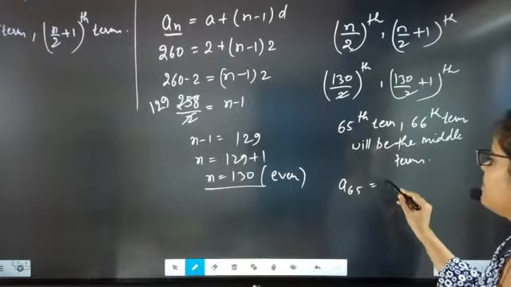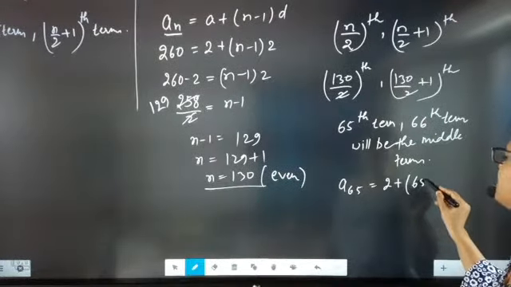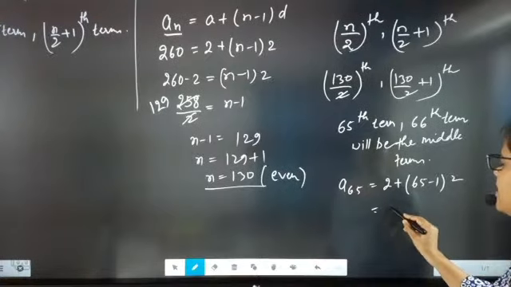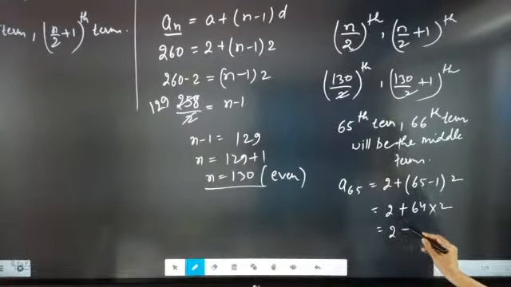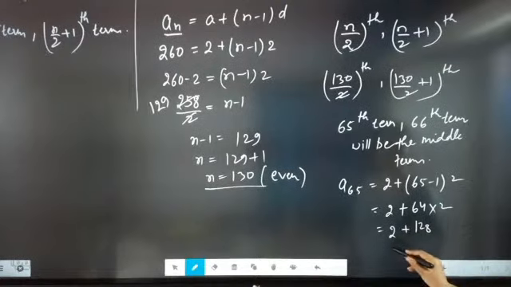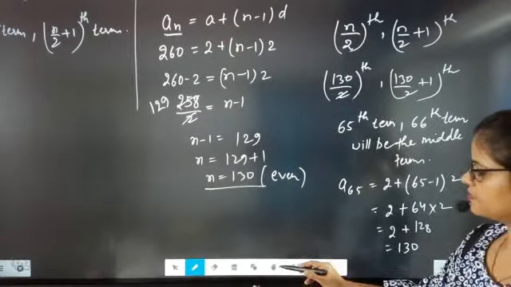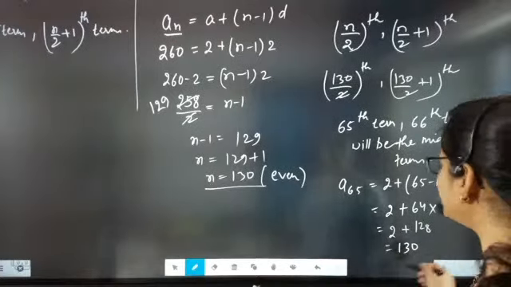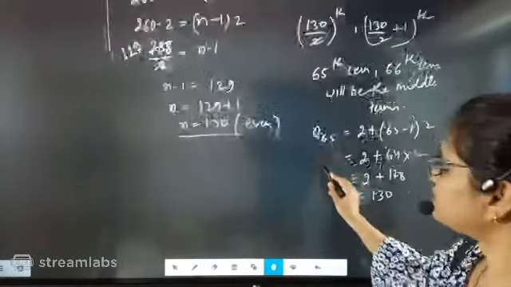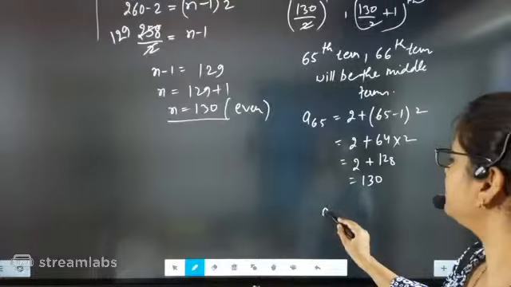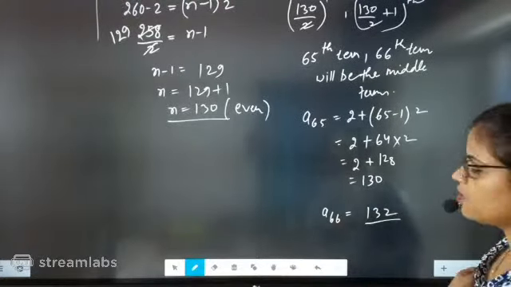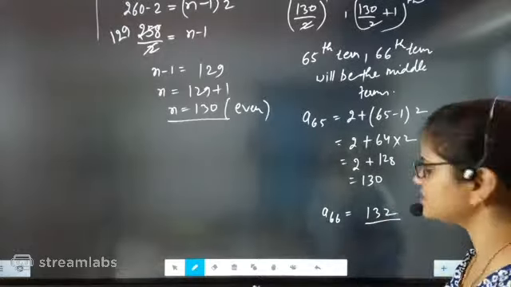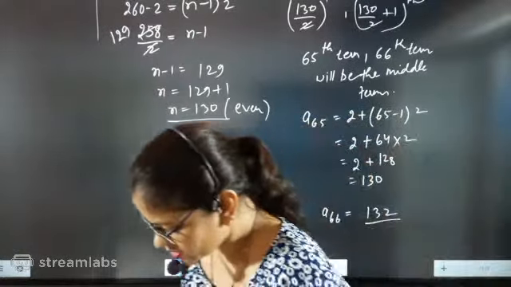A65 means 2 plus 65 minus 1 into 2. That is 2 plus 64 into 2. That is 2 plus 2 4s are 8, 2 6s are 12, 120, so 130 is the middle term. Correct, 130 is the middle term. So the first middle term will be 130, beta. The second middle term A66 will be exactly 132, since the common difference is 2 after 65 and 66.